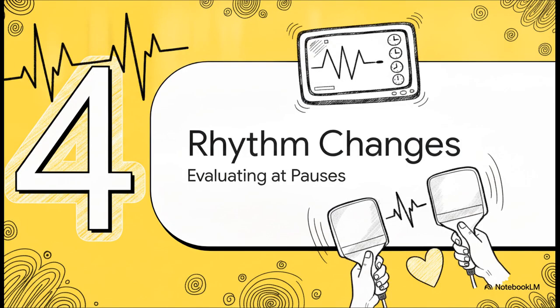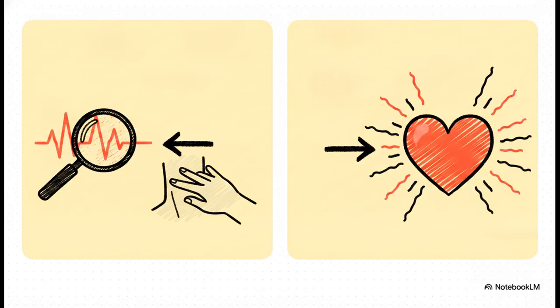Moving on to Section 4, evaluating rhythm changes during those brief pauses. You'll see those brief pauses marked by the black zigzag lines on the algorithm. At each check, the rhythm might actually change. If it shifts to VF or PVT, we jump right up to the shockable pathway. But if an organized rhythm suddenly shows up on the monitor, we rapidly assess for a pulse.